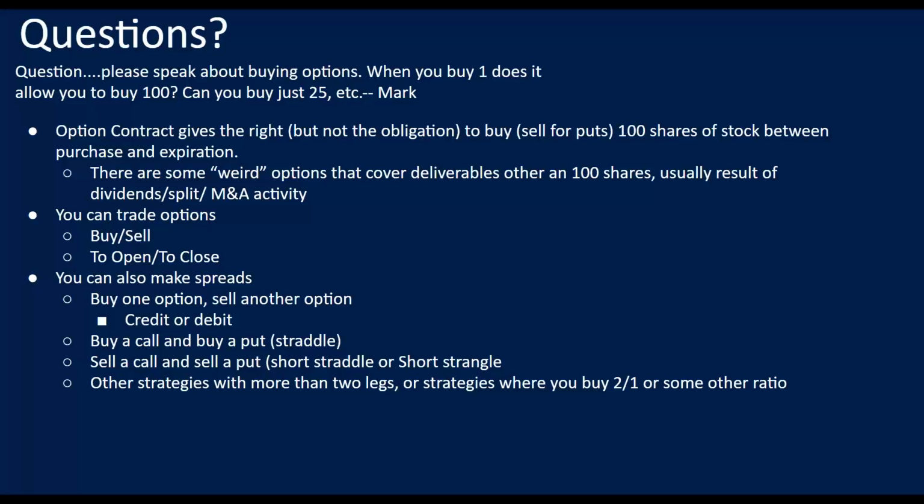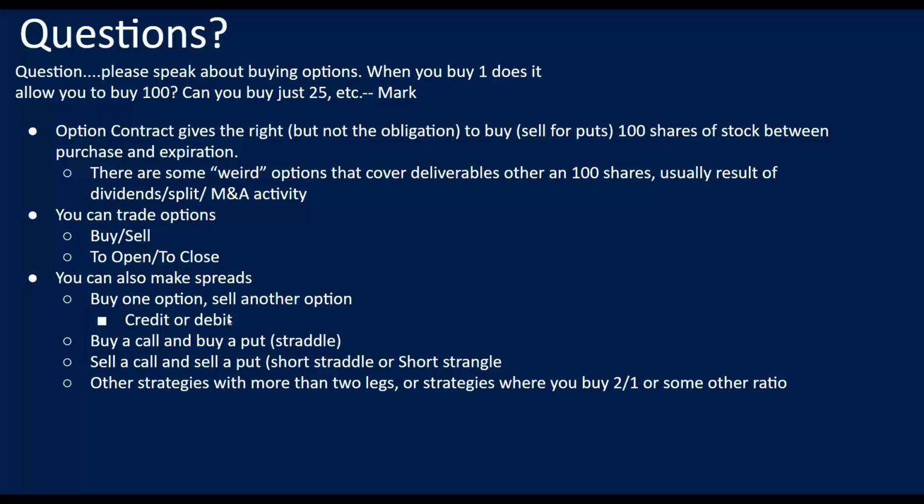But so you can sell to open, you can buy to open, you can sell to close, you can buy to close. If you buy to open, what you do to close is sell. If you sell to open, what you do to close is buy. All right, and you can do those things individually. You can also make spreads. Buy an option and sell another option, and you can do this.